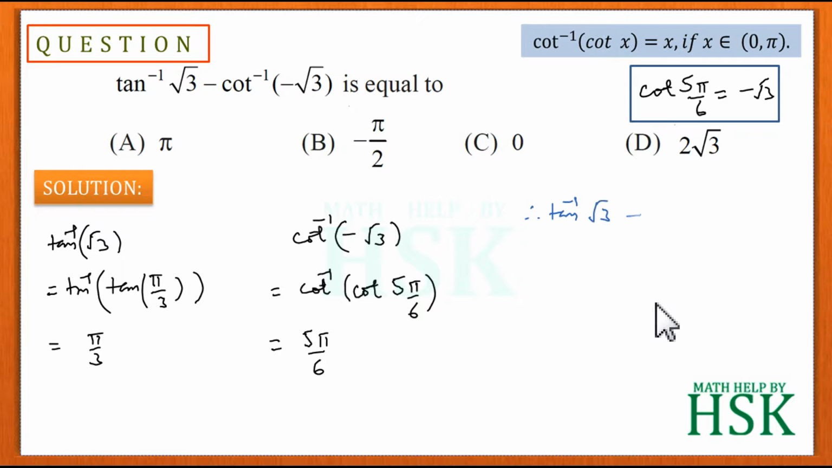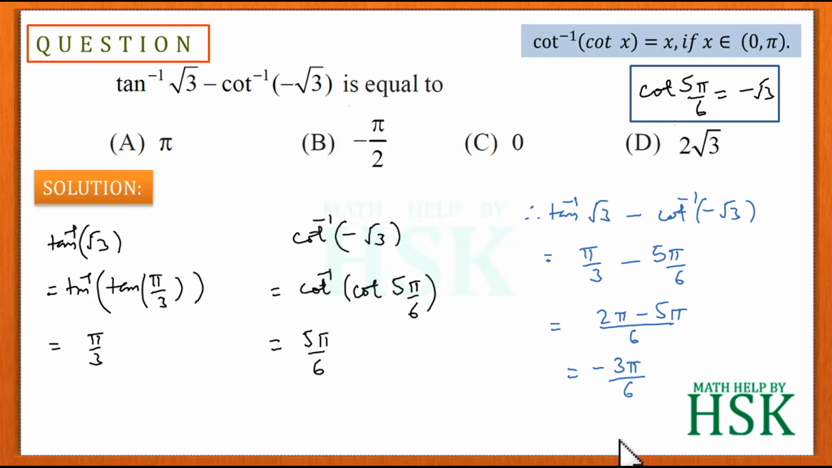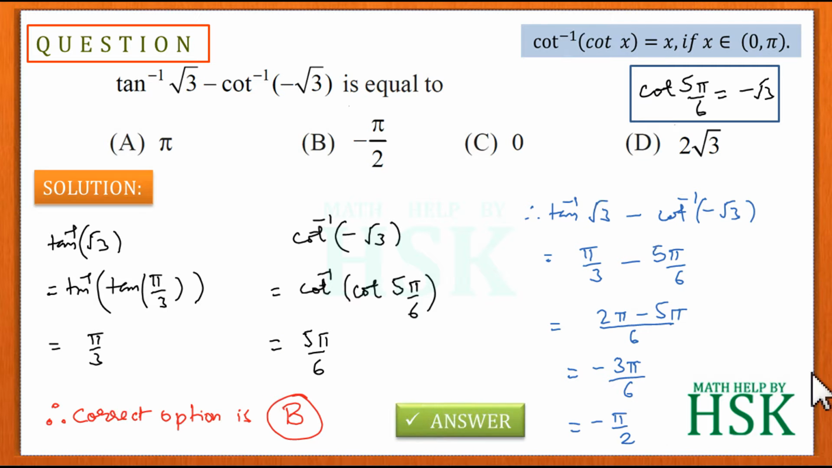Okay, so I have solved the values of tan inverse of root 3 and cot inverse of minus root 3, and I am going to place them. So I get pi by 3 minus 5 pi by 6. On taking LCM, I am going to get 2 pi minus 5 pi upon 6, or minus 3 pi upon 6, or equal to minus pi by 2. Now I can see that the option is B. Because the value matches my result, the correct option is B, which is my required answer. So this is how I am going to solve this question.